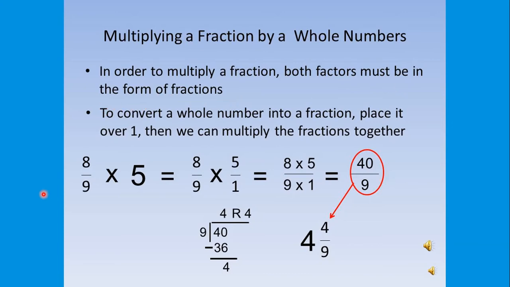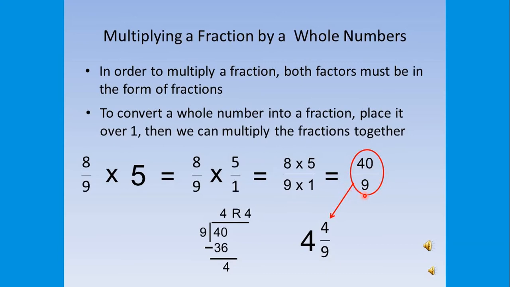Clear? So what you will do? Here you can see 8 by 9 is a fraction and 5 is a whole number. To convert a whole number into a fraction, place it over 1. That means it will be considered as 5 upon 1. Then we can multiply the fractions together. So 8 into 5, it will become 40, and 9 into 1 will become 9.